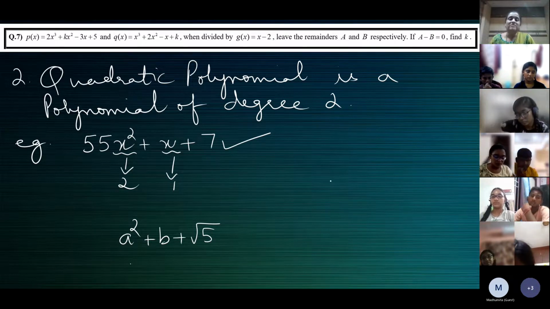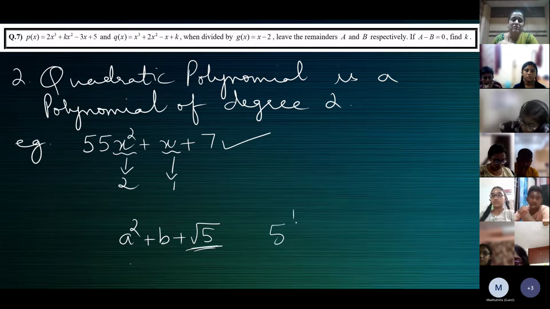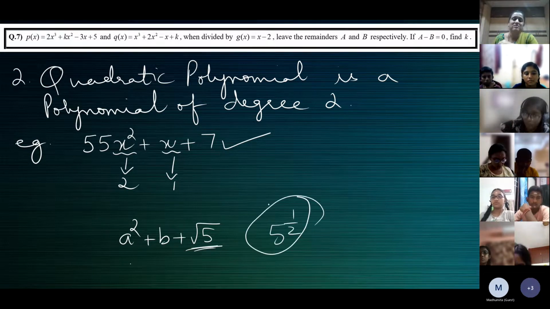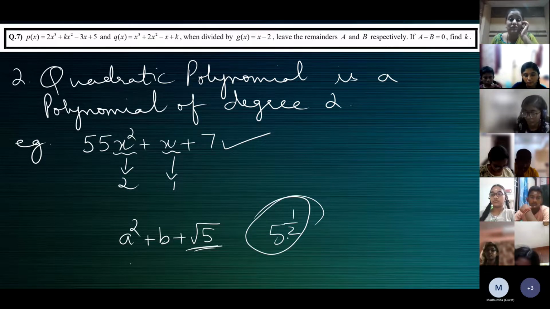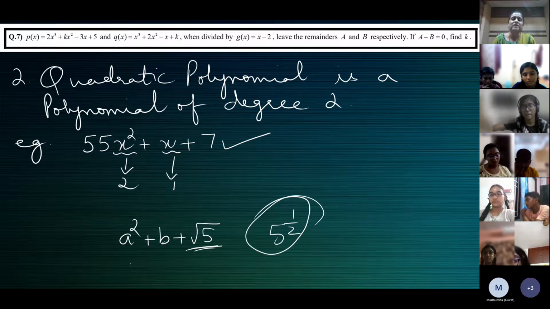A polynomial is an algebraic expression in which the variables involved, not this one. This one is not a variable. It's an irrational number, 5 to the power 1 by 2, is a constant. The constant can be anything. The powers of the variables involved must be whole numbers. See, am I saying anything? The definition is saying that. So there is nothing to get confused.